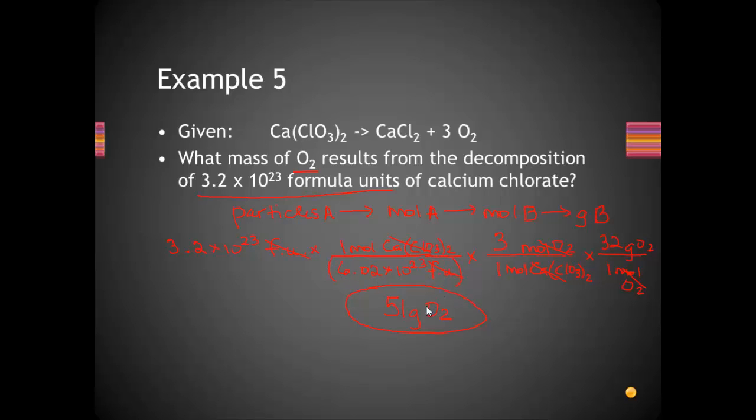So really this stoichiometry pathway has multiple parts. We generally start with grams, but you can start with particles or with liters, and we generally end with grams, but also you could end with particles or with liters.